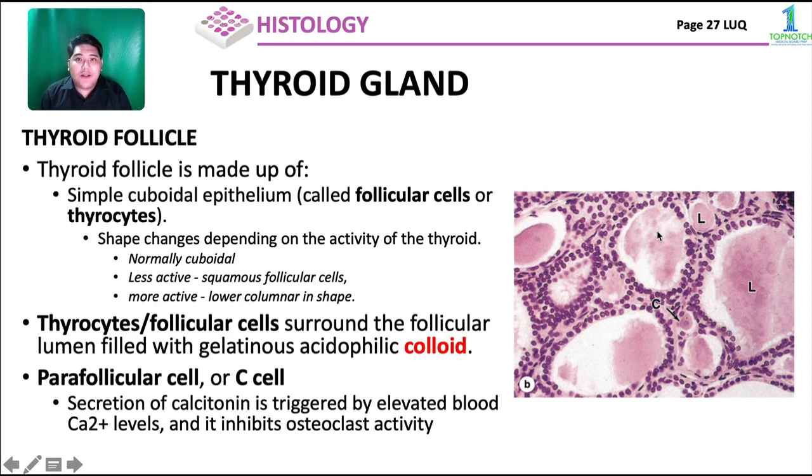Important also in your thyroid gland is your parafollicular or C cell. This is the one that secretes your calcitonin. Remember, going back to calcium physiology, your calcitonin tones down your calcium and it inhibits your osteoclast activity.